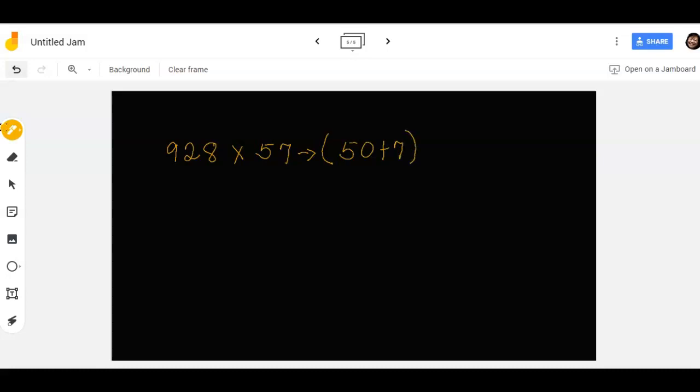And I am going to use the distributive property of multiplication over addition to find my partial products, which is to say I am going to multiply 928 by 50 and 928 by 7. So I'm going to write it here: 928 times 50. 50 ends with a zero.